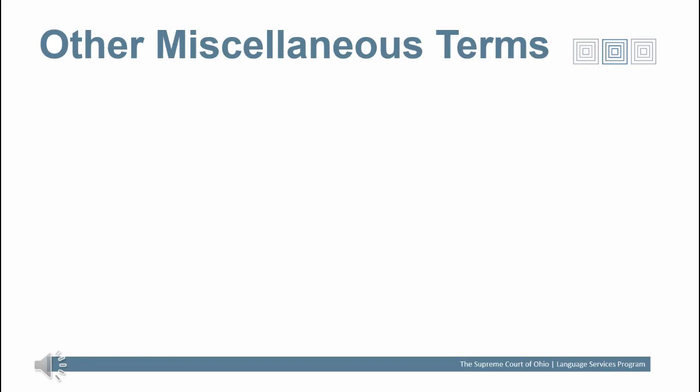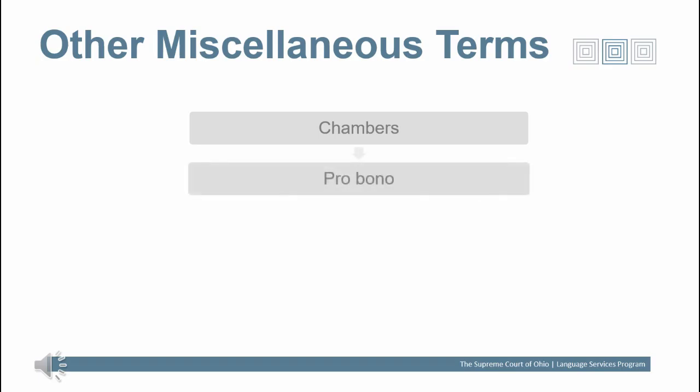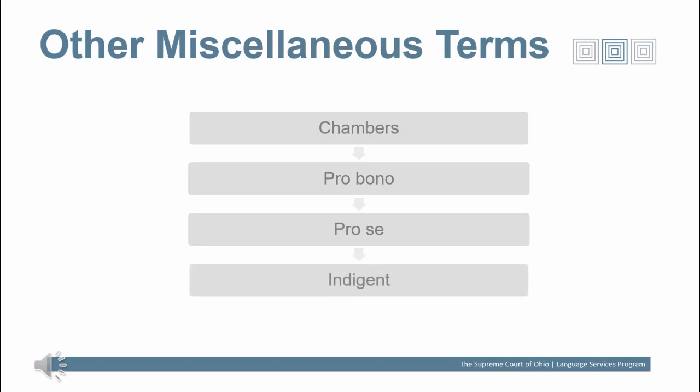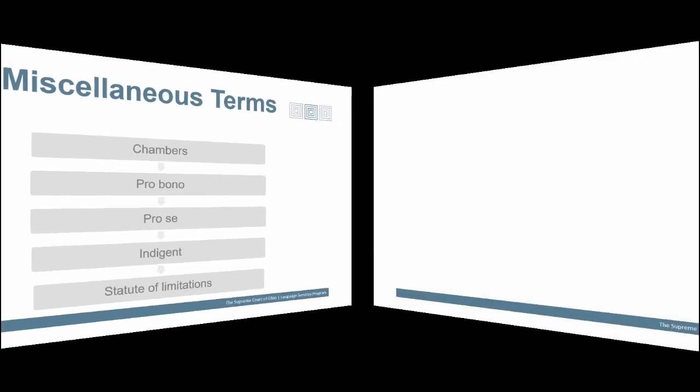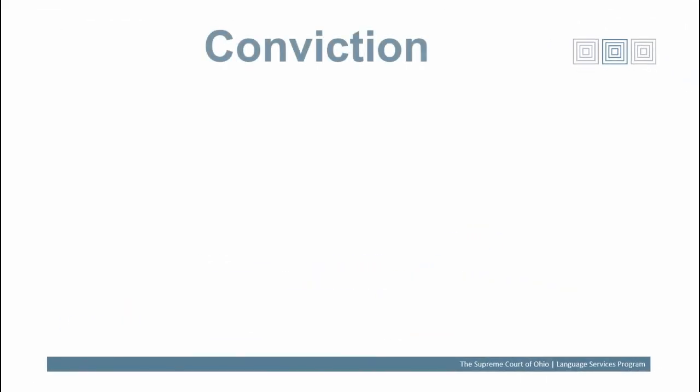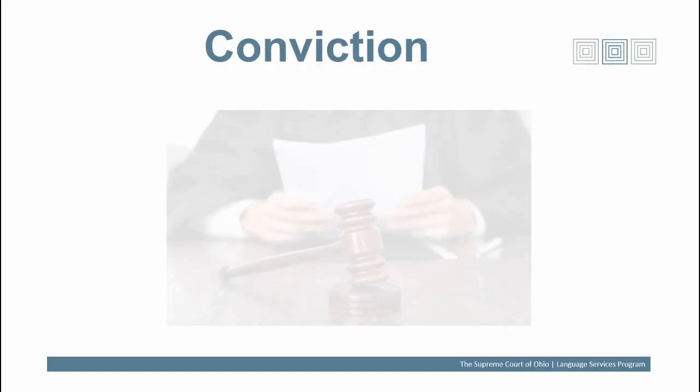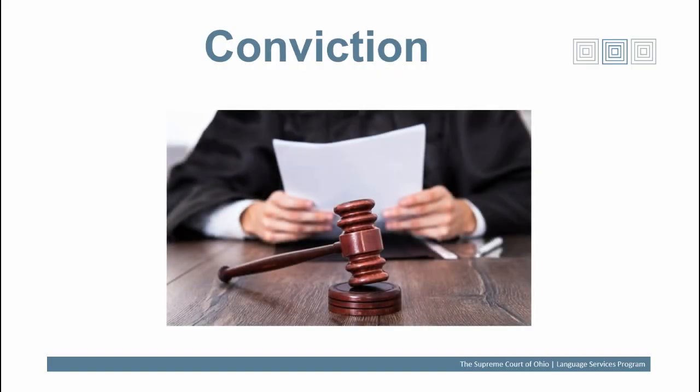Here are some additional legal terms that interpreters frequently hear. Chambers, a judge's private office. Pro bono, legal work done for free. Pro se, a person who presents their own case in court without lawyers. Indigent, a person who is poor, needy. Statute of limitations, a law that says how much time you have to file a lawsuit. Conviction, when a judge or jury finds a criminal defendant guilty.